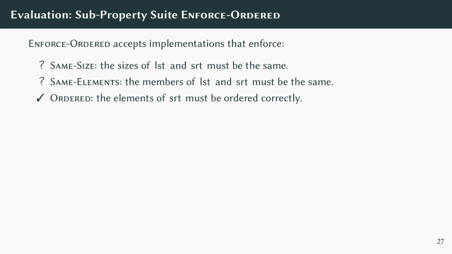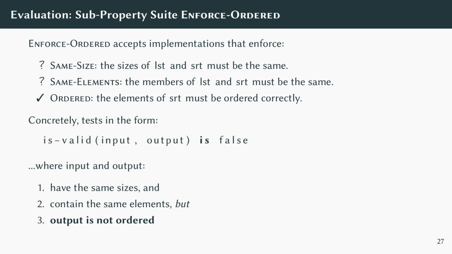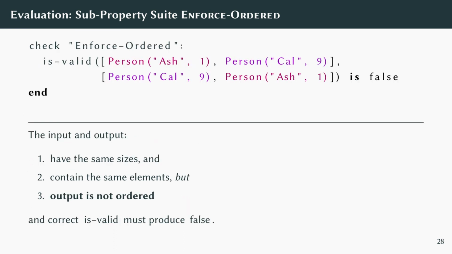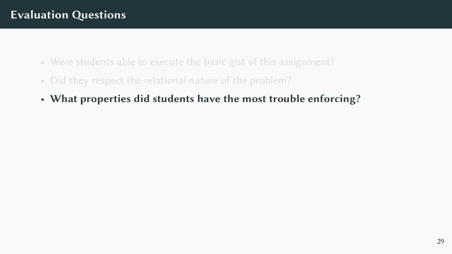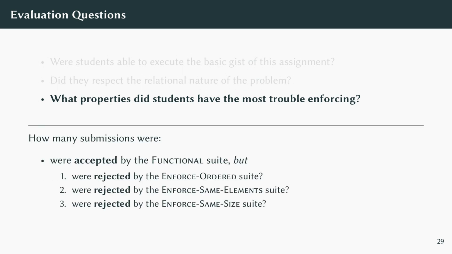We do this by writing tests that expect an output of false where the input and an output do have the same size, do contain the same elements, but the output isn't ordered. Like this. Both the input and output provided to isValid have the same 2 people, Ash and Cal, but the output isn't ordered. Having constructed these test suites, we can discover which properties students had the most trouble enforcing by counting the isValids that were accepted by the functional suite but were rejected by each of the sub-property suites.